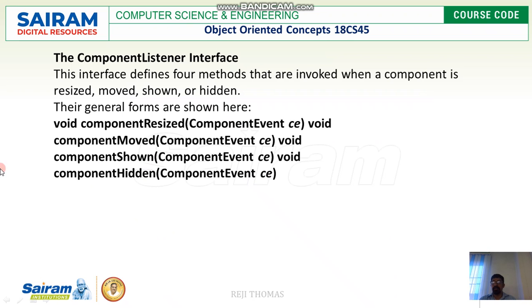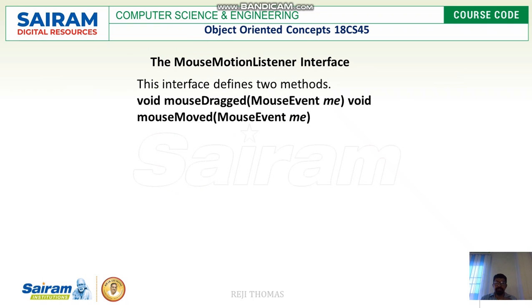Let us start with the component listener interface. It has four methods: component resized, component moved, component shown, and component hidden. These are not constructors; these are the methods associated with the component listener interface. In the same way, we have a mouse motion listener interface. It has two methods: one for the mouse dragging operation and the other for mouse move.